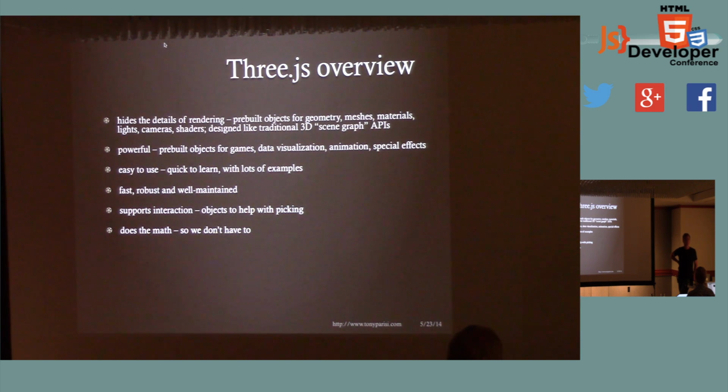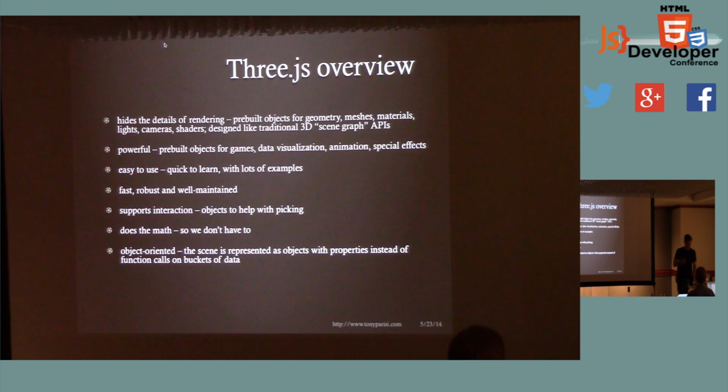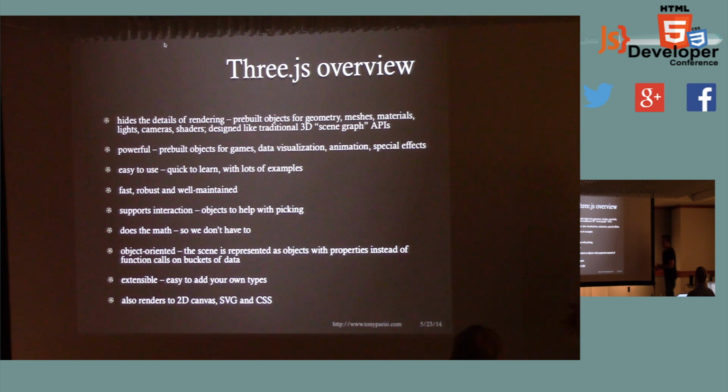It does all this math for us, that GL matrix kind of math that was in that library. Three.js has that kind of library support for math and more, represented as objects with methods and properties, and pretty easy to use there. It's object-oriented. Very easy to add your own things in subclass, what he's already put in there. And it's got renderers for 2D Canvas, SVG, CSS.